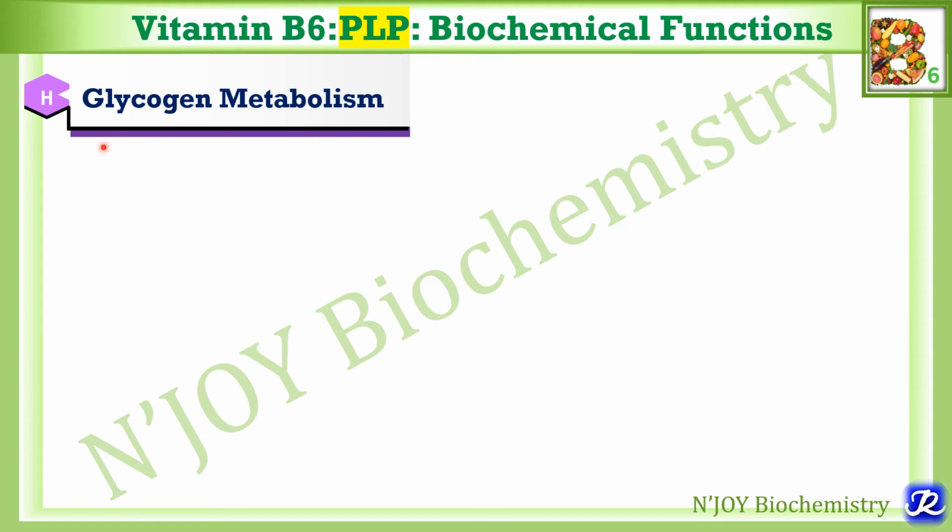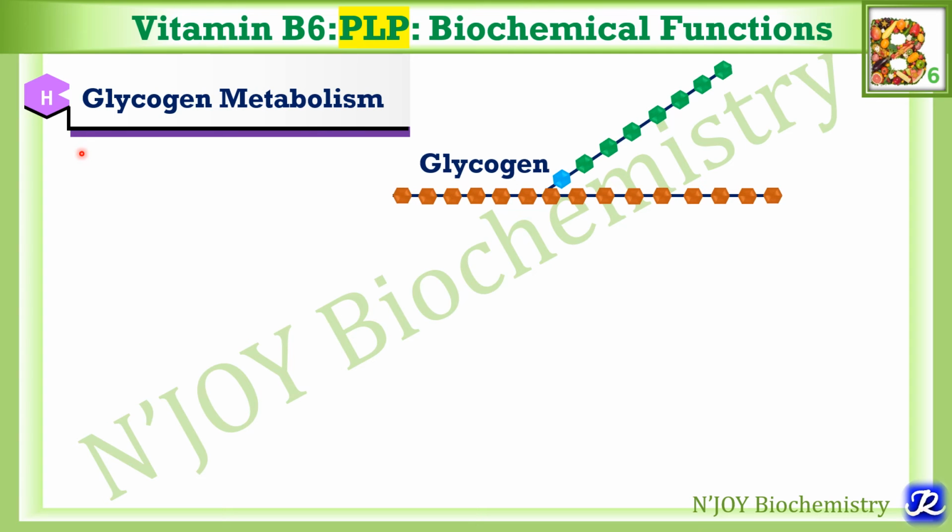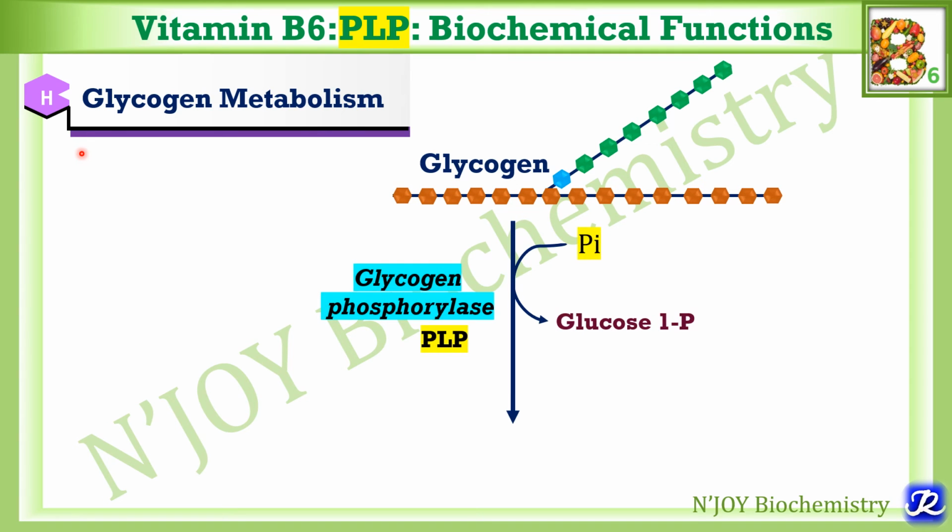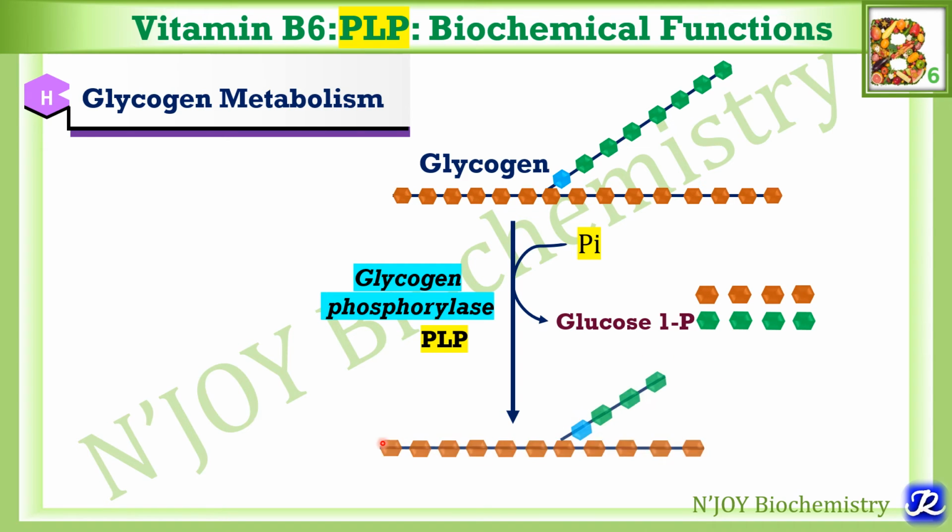PLP also has a role in glycogen metabolism, that is glycogenolysis, by the action of the enzyme glycogen phosphorylase, which is a PLP containing enzyme. There is release of glucose 1-phosphate and formation of limit dextrin. So pyridoxal phosphate is the coenzyme of glycogen phosphorylase, and we know that 80% of the pyridoxal phosphate is present in muscle, associated with glycogen phosphorylase.